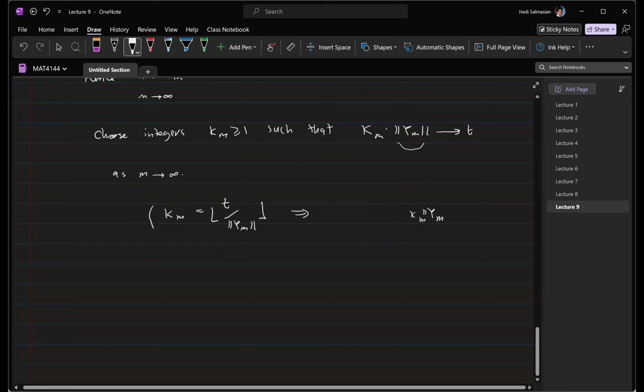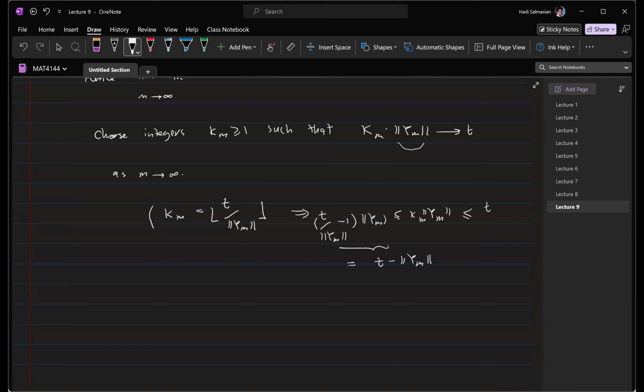So km norm ym is definitely less than or equal to t, because I just have t over norm ym times norm ym. On the other hand, it's bigger than or equal to t over norm ym minus 1, times norm ym, which is really t minus norm ym. And of course, norm ym goes to 0. So by this choice of km, I get a positive integer km, for m sufficiently large, so that km norm ym converges to t. That's really not hard.